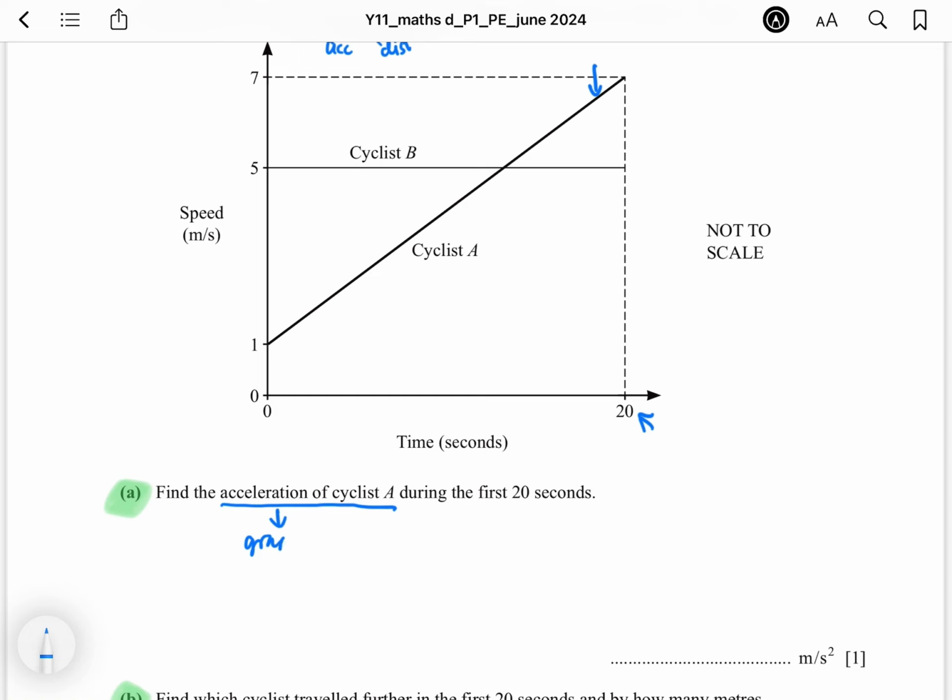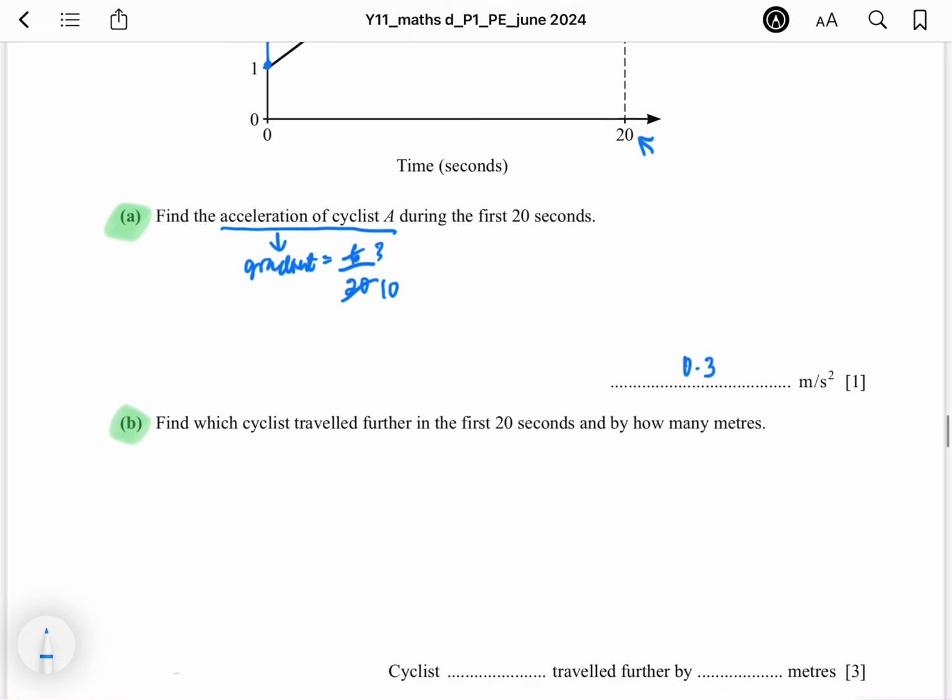So gradient would be rise. So from here, you rise to 7. So that means 6. And then run, 6 over 20. Simplify it. And you get 0.3 meters per second squared.